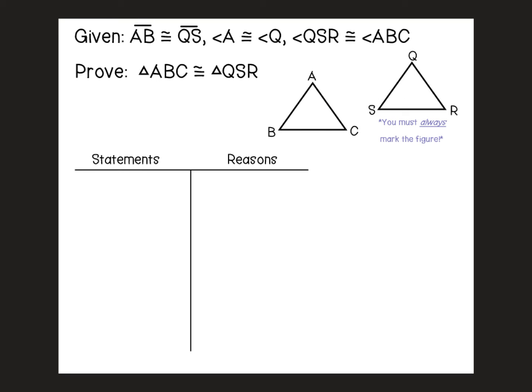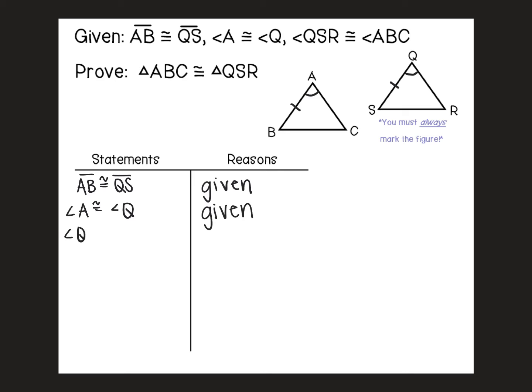The second example is very similar. So I'm going to start by writing down the given statements. The first one is AB is congruent to QS, and the reason is given. AB and QS are sides, so I mark right in the middle of the side with a single tick mark. My second given says angle A is congruent to angle Q. That's also a given. Since this is the first angle I'm marking, I can mark with the arc mark. So A and Q are both going to get one single arc mark.